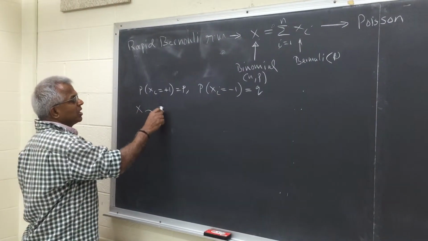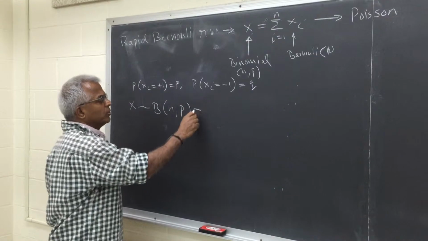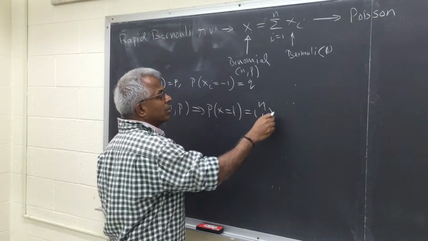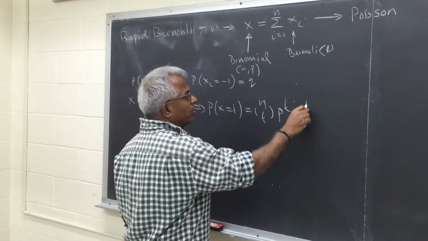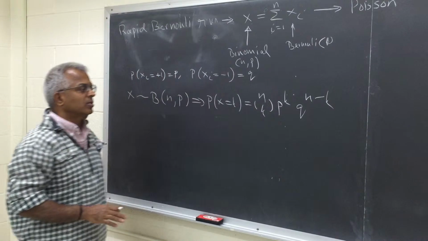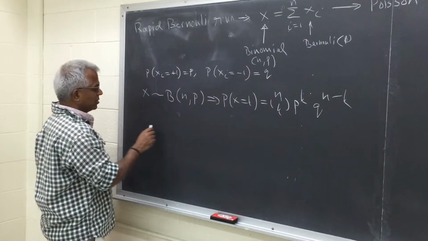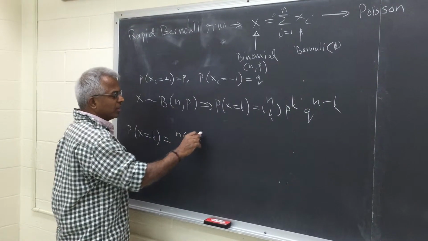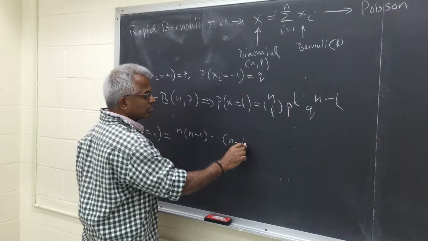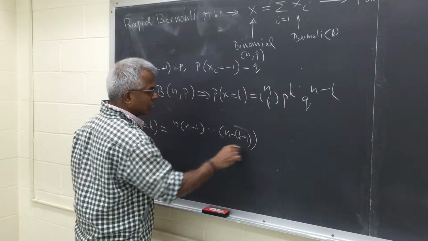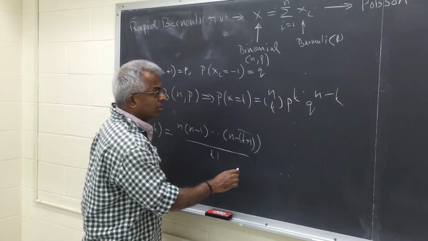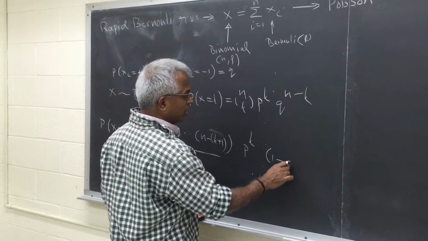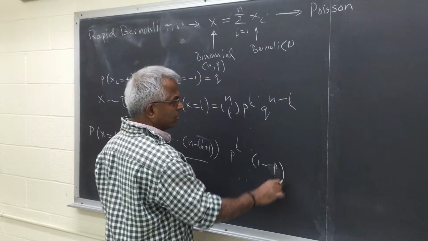And so X is the standard binomial distribution, which means the probability of X equal to k is n choose k, p to the power k, q to the power n minus k. I want to look at this expression as n becomes large. So once again, the probability of X equal to k is n choose k, which I can write in this form, over k factorial, then p to the power k, q, which is 1 minus p, to the power n minus k.